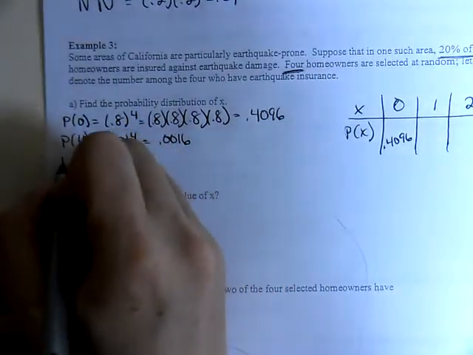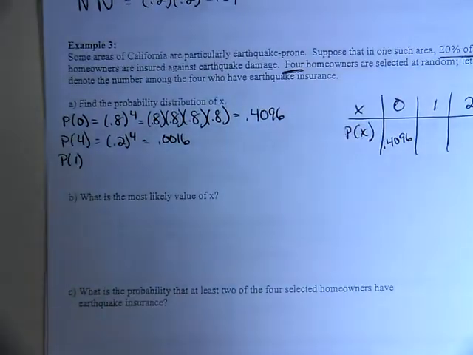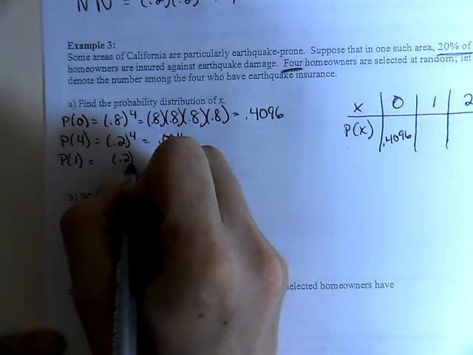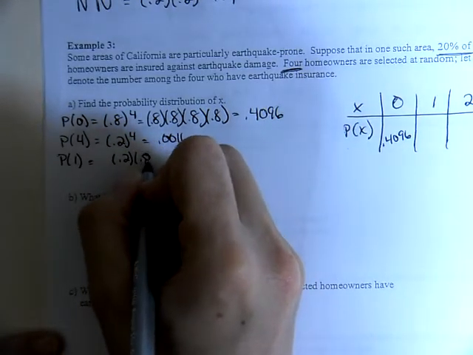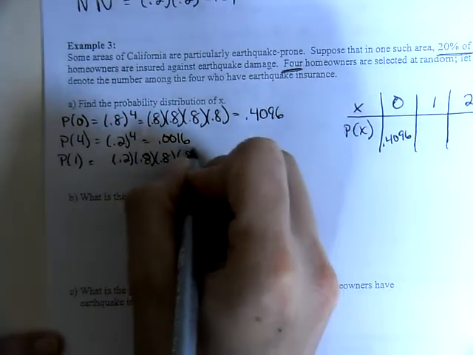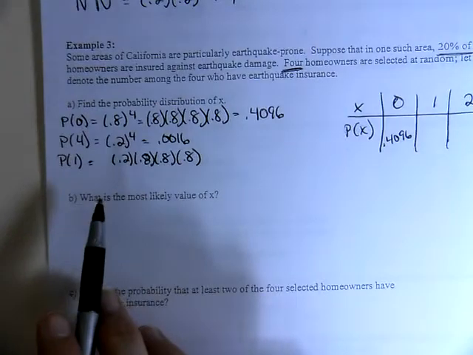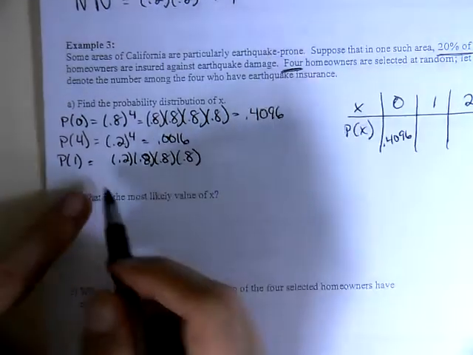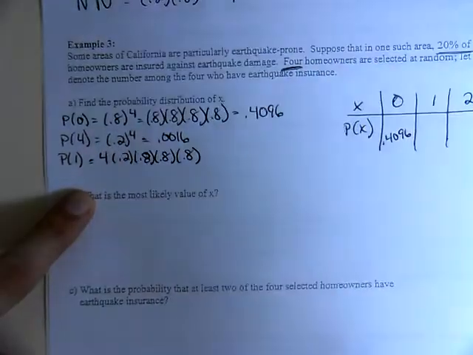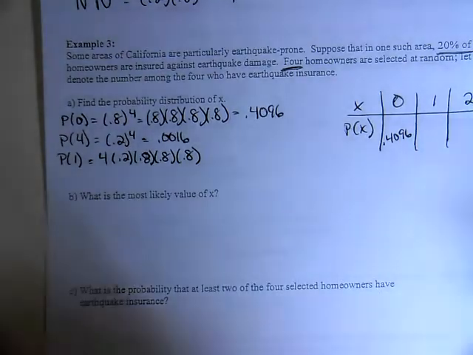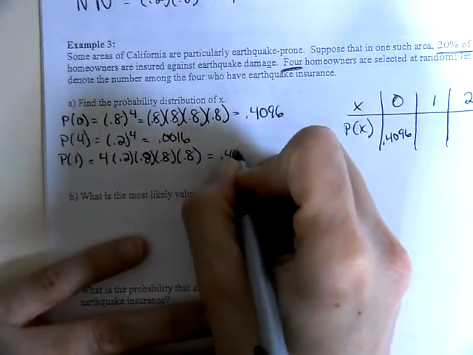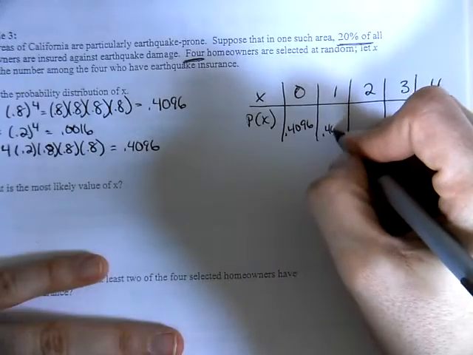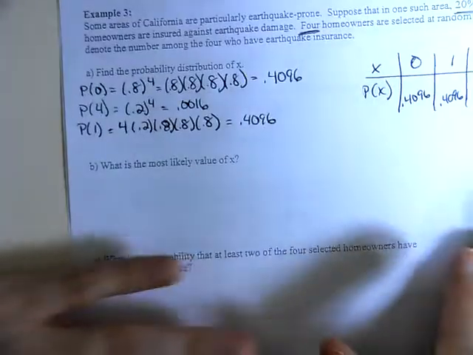Now, I'm going to go with the probability 1 person has insurance. So if you think about it, I'm going to give myself a little space here. 1 person does, that's 0.2. But then 3 people don't. So that's 0.8, 0.8, 0.8. Now, the thing is, this can happen 4 ways. The first person could have the insurance, the second, the third, or the 4th. So you have to take your answer and multiply it by 4 because there's 4 ways that can happen. So that ends up being the same as P equals 0. That doesn't happen very often. It just happens to happen here. So 0.4096. You're not always going to get these 2 are the same.